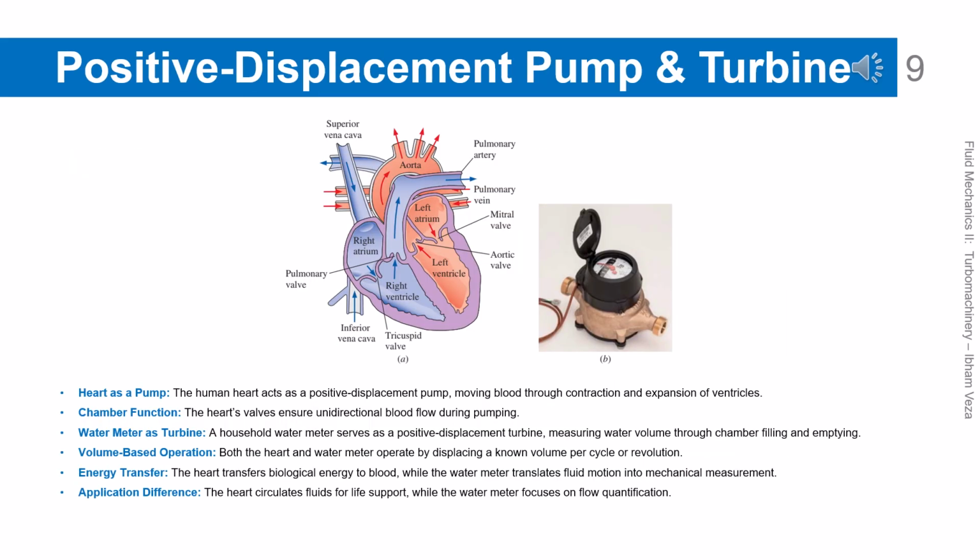Positive displacement pump and turbine examples. This slide explains in more detail how the heart and the water meter work as positive displacement devices. Valves in the heart ensure one-directional flow during the pumping of blood. The water meter uses small chambers that fill and empty to measure fluid volume. The basic principle is the controlled and measurable displacement of volume in each cycle. The main difference lies in the purpose, namely biological circulation versus flow measurement.